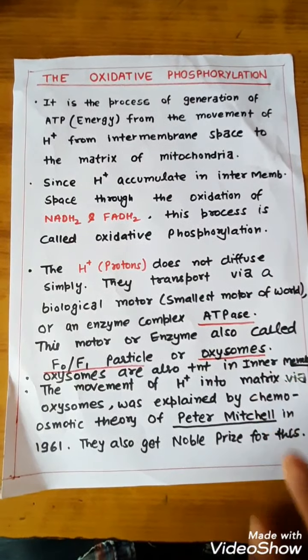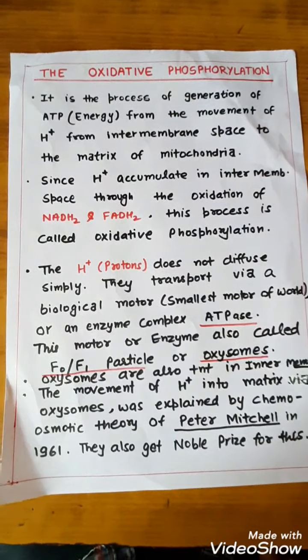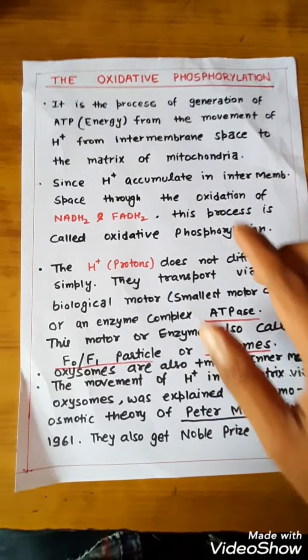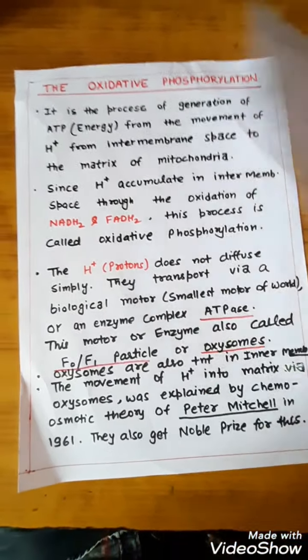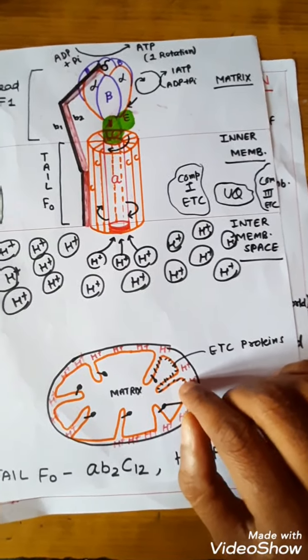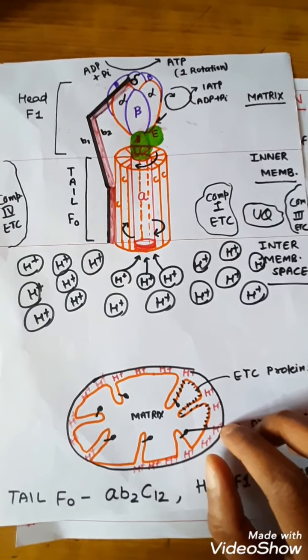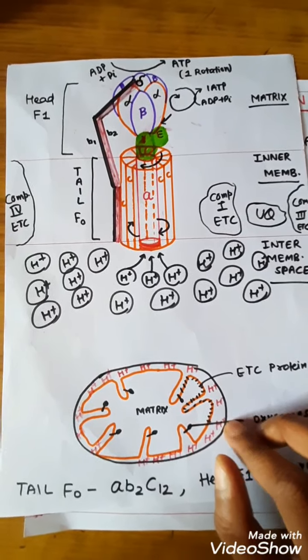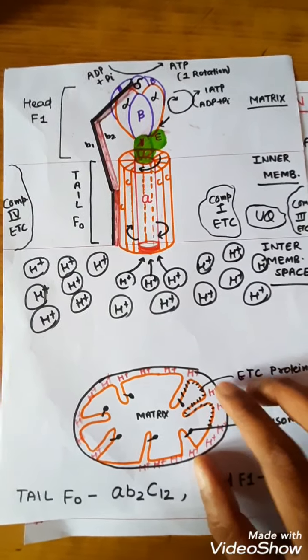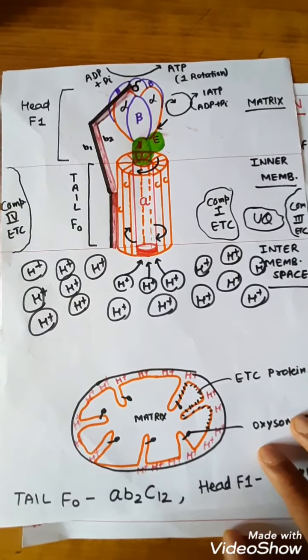Previously, we have studied the electron transport chain, in which these NADH2 and FADH2 get oxidized to produce electrons. Those electrons travel through a series of electron carriers that are present inside the inner membrane of the mitochondria. After the electron transport, the electrons are finally accepted by molecular oxygen to form the water molecule, and as a result of the electron transport chain, many protons are accumulated in the intermembrane space of the mitochondria.